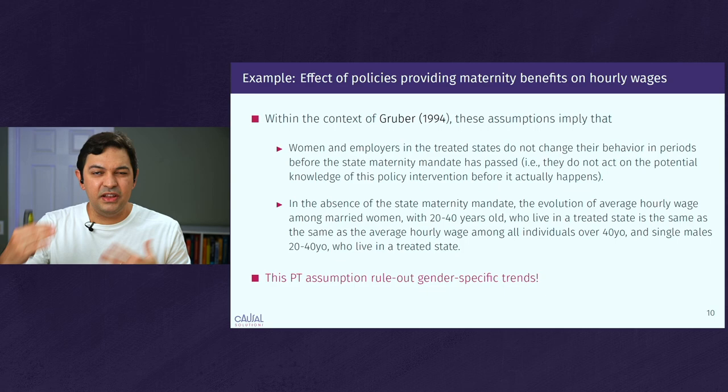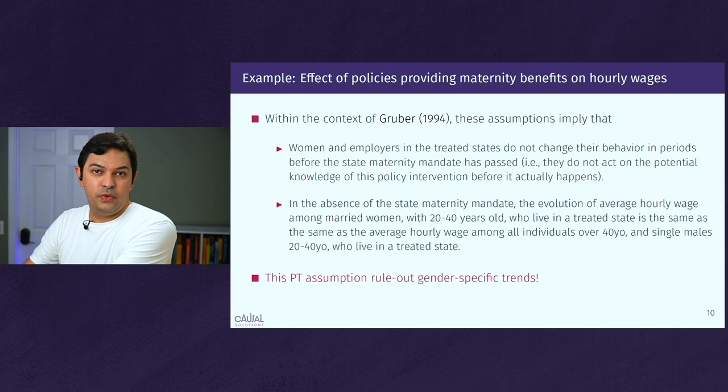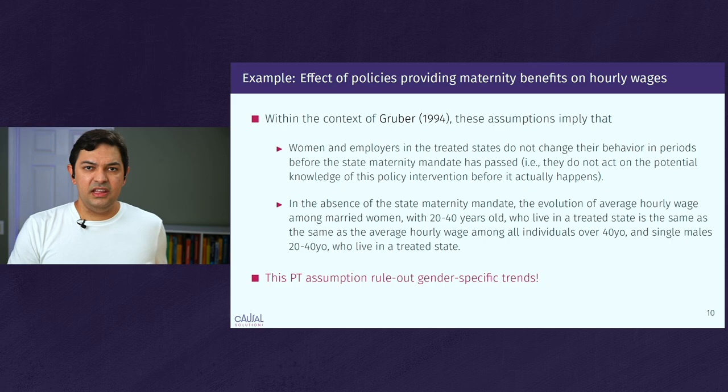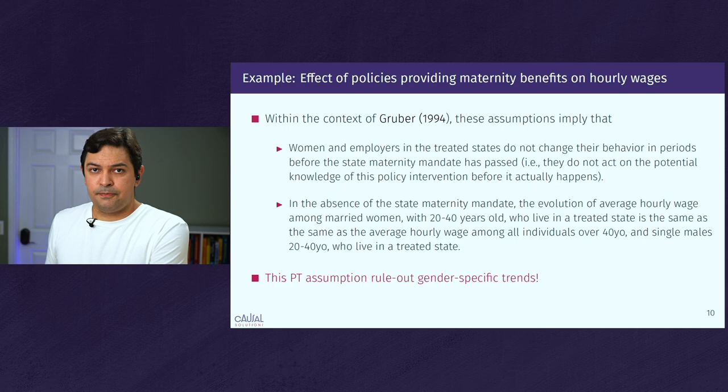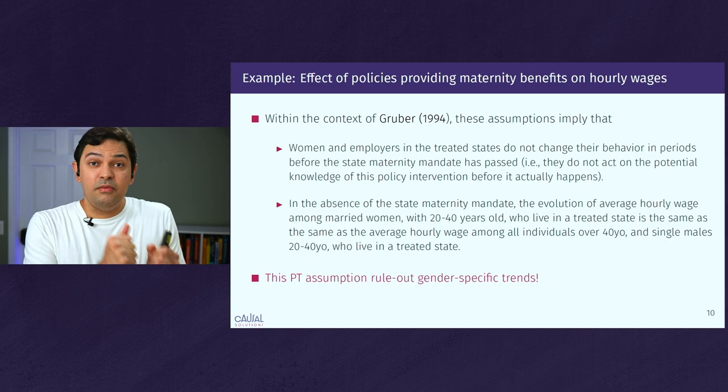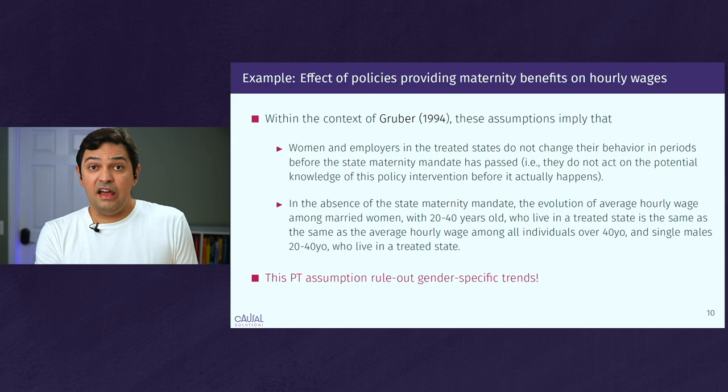So if I drop untreated states in this particular type of triple difference setup, for the difference-in-differences that I'm going to be doing, I'm going to have to impose arguably very strong assumptions, ruling out gender-specific trends and also ruling out age-specific trends. And here, I cannot condition on those variables, right? Because if I condition on age or on gender, this fully determines my treatment status. So if I know your gender and your age, I can tell you you're going to be treated or you're going to be untreated.